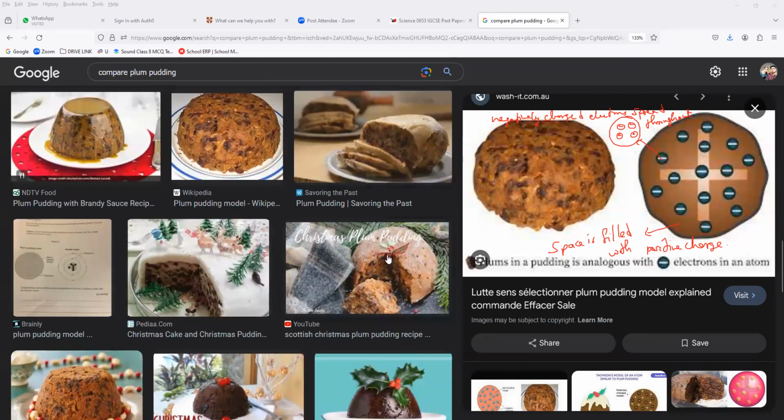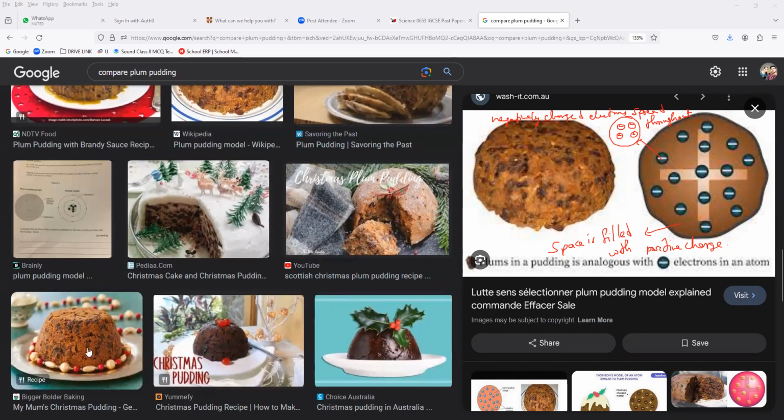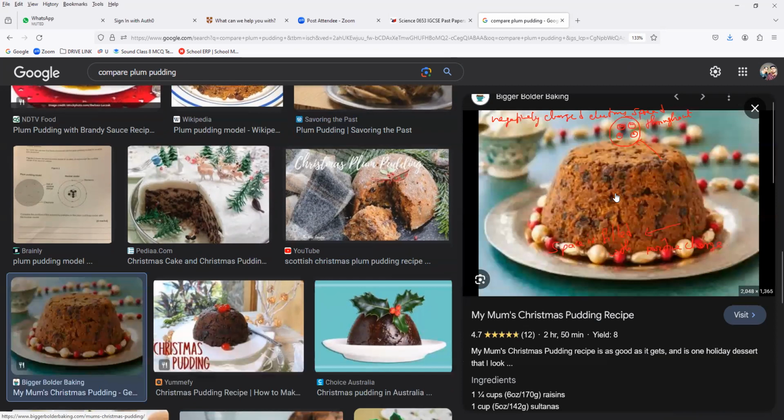Yes, tutti frutti. Those tutti fruitis are what we call the negative charge. They are stuck inside the cake. The kismis and tutti fruitis are the negative charge, and the remaining cake is called what? Positive charge. Understand everybody?